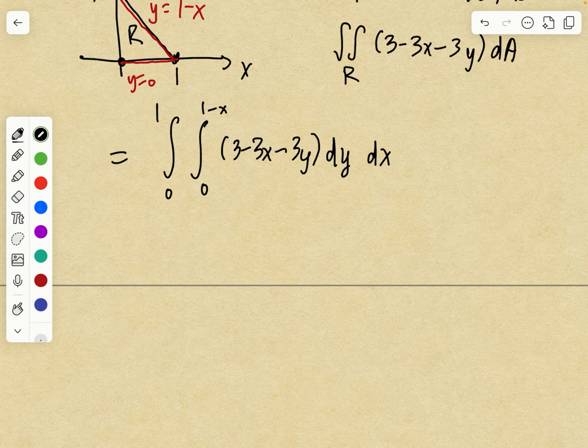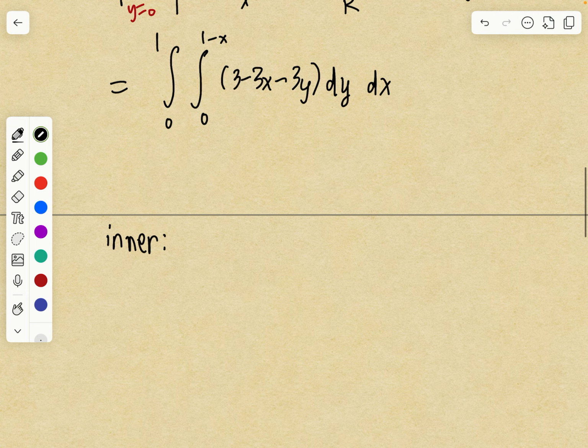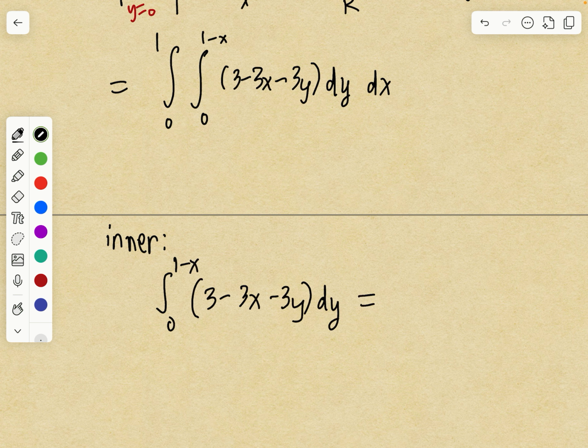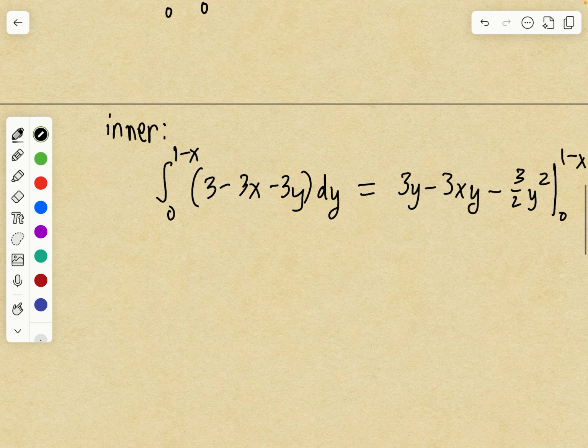So now we just need to calculate this integral. So let's do the inside integral first. We have to integrate 0 to 1 minus x, 3 minus 3x minus 3y with respect to y, and that's going to give us 3y minus 3xy minus 3 halves y squared from 0 to 1 minus x.